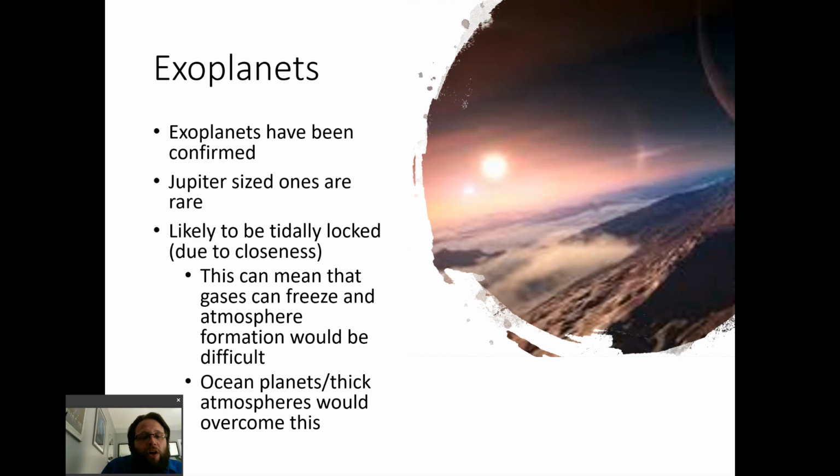Another possibility is an ocean planet. If you had a planet covered in water, then the water could potentially act as a barrier to the heat from the star.